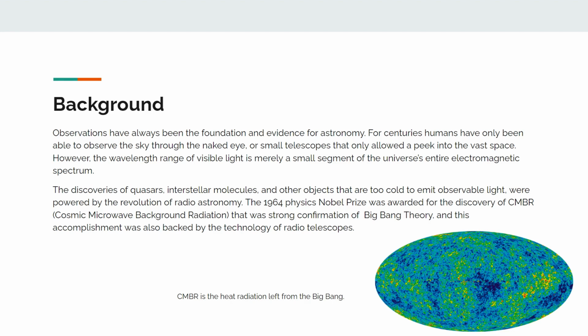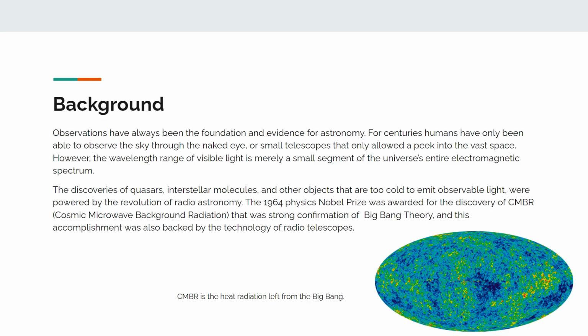Radio astronomy bloomed and matured in the 1950s with the help of wartime-inspired scientists with backgrounds in radio science, electrical engineering, and wartime radar. Observing the universe through radio transmissions allowed a much deeper understanding of the universe and its components. The discoveries of quasars, interstellar molecules, and other objects that are too cold to emit observable light were powered by the revolution of radio astronomy.